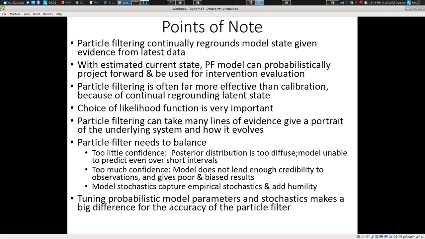This is what we can do with these models: project forward, and use them for intervention evaluation. You remember also that graph where I compared that to simple calibration. Calibration adjusts the set of parameter values that best match the situation. Particle filtering actually regrounds an understanding of the current state of the system. In a system with a lot of stochasticity, you may be pretty confident about your parameter values, but your state could be far off from what the model unassisted thinks. This provides you with a way of updating the state of the model.